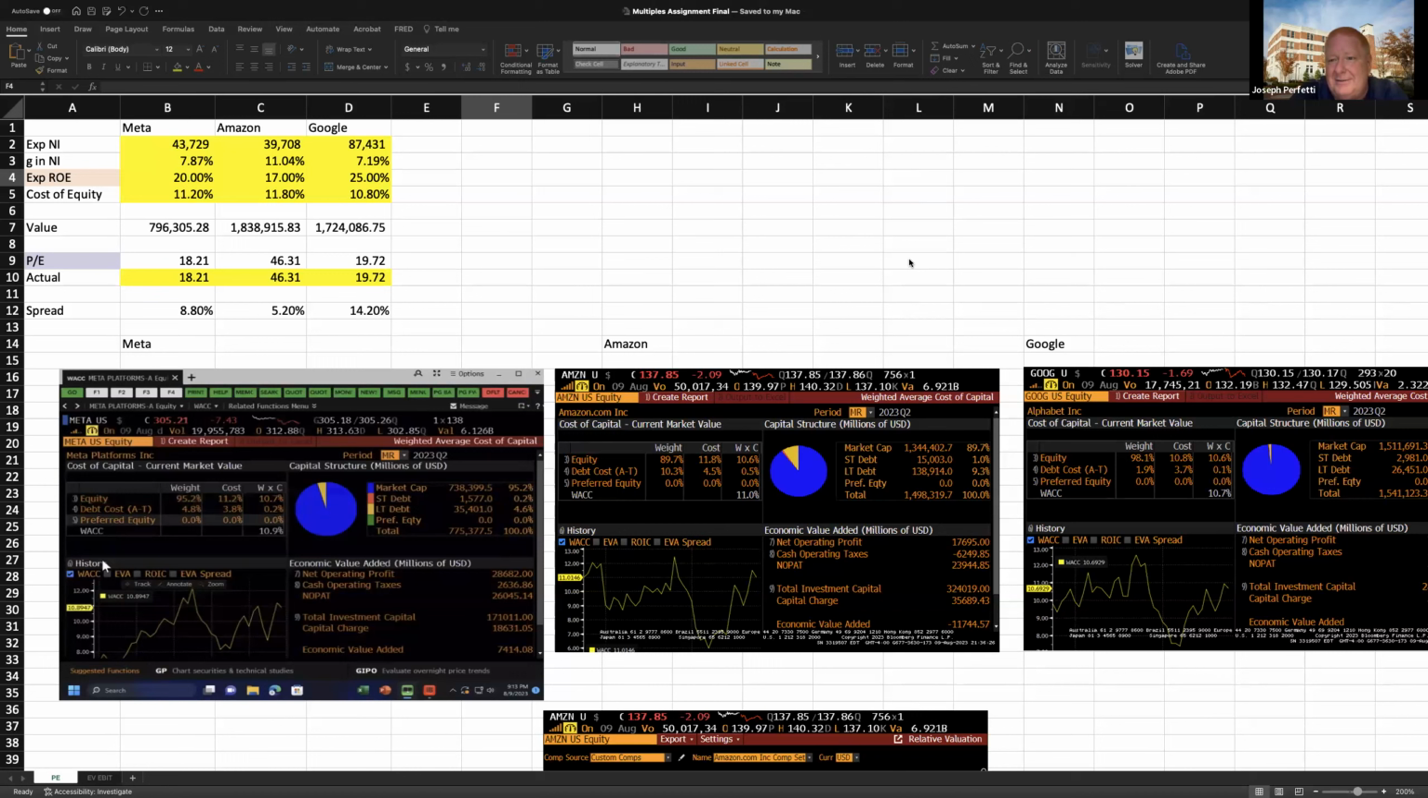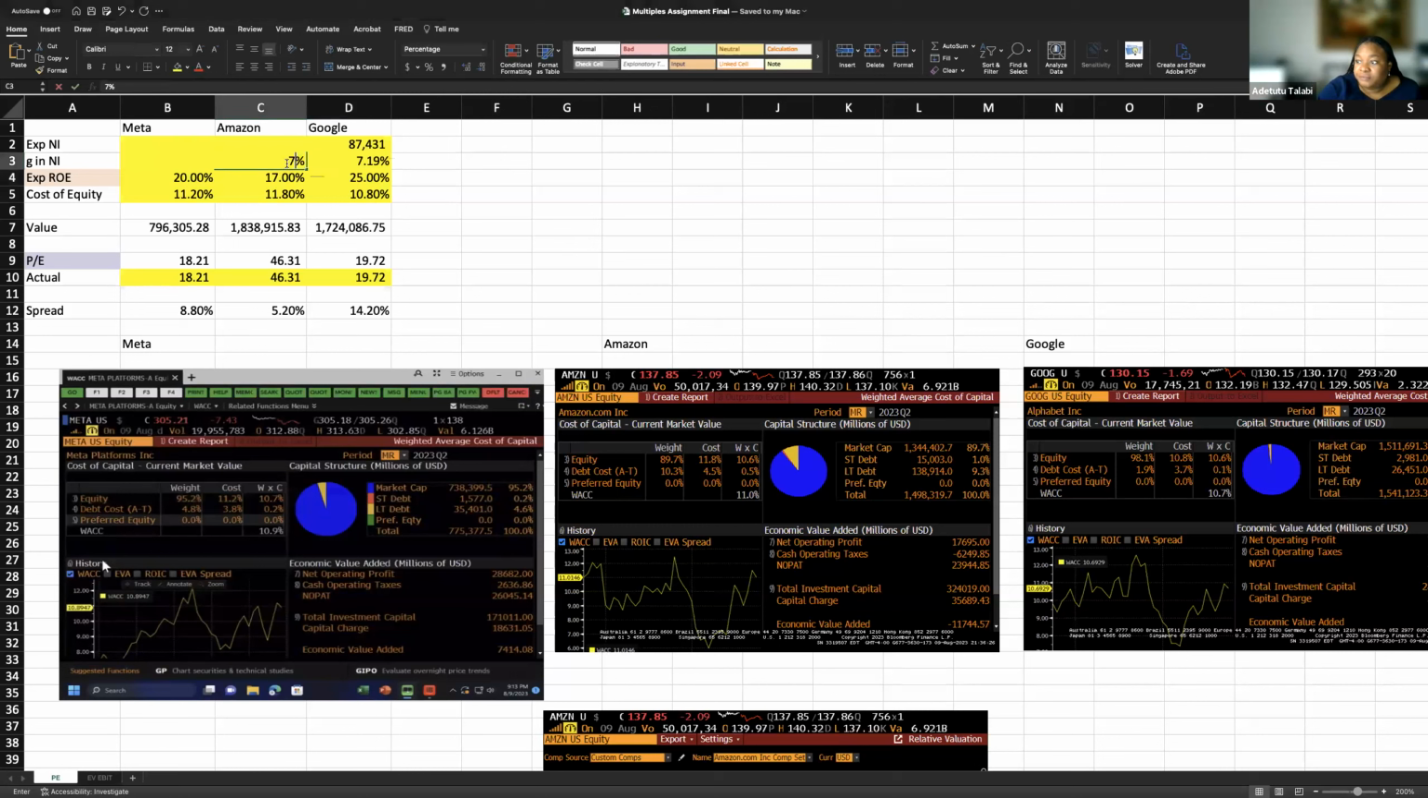I would say it's mostly because of the growth rate. Because if we change the growth rate of Amazon to 7.61 to match Meta, their PE is going to reduce to 12.51. Yep. So it is the G.